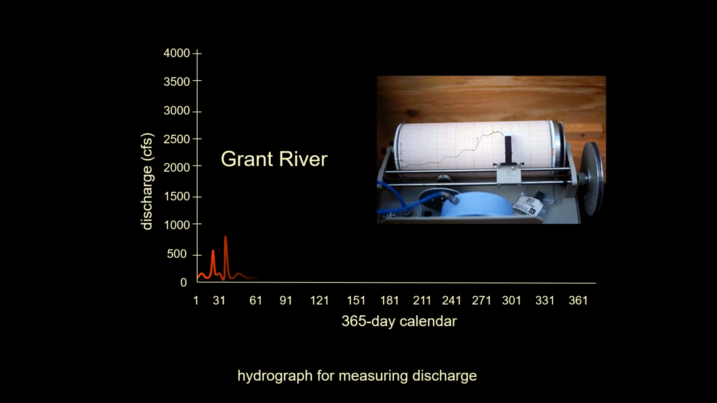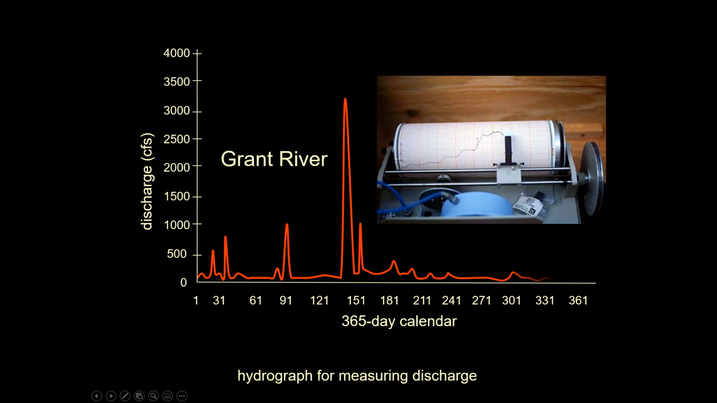Here's a plot of discharge for one river. This is the Grant River over a 365-day calendar, and you can see some high discharge events. That would be probably following spring rains and snowmelt, things like that. Probably rains in this case, because you see a big increase right around day 140 to 145 during the 365-day calendar. So there's probably some type of rainfall event at that time.